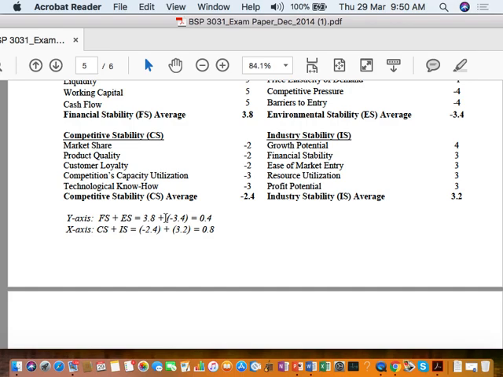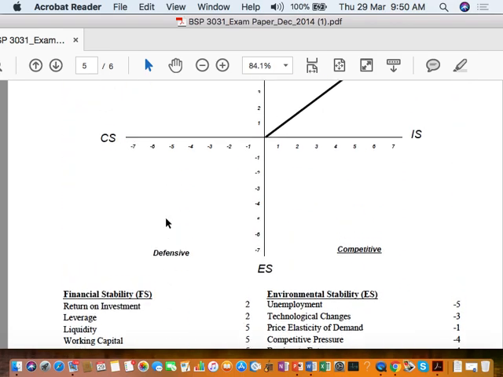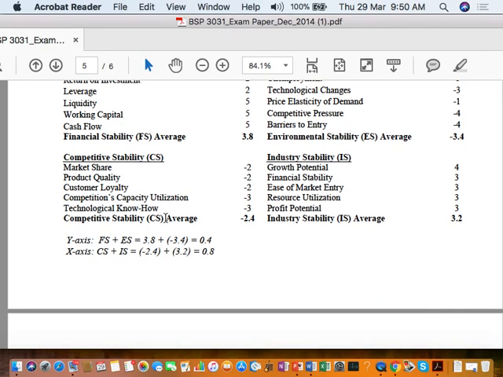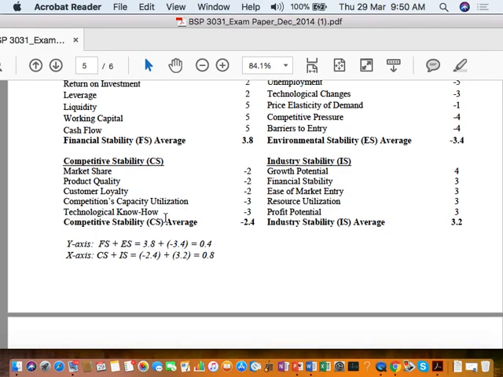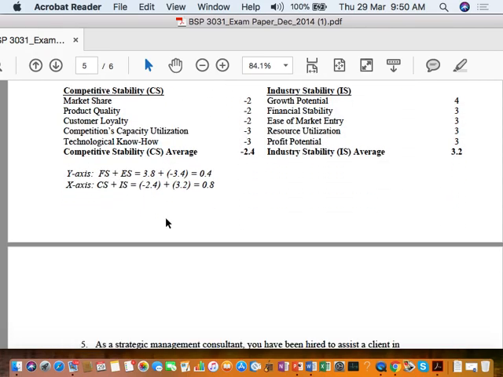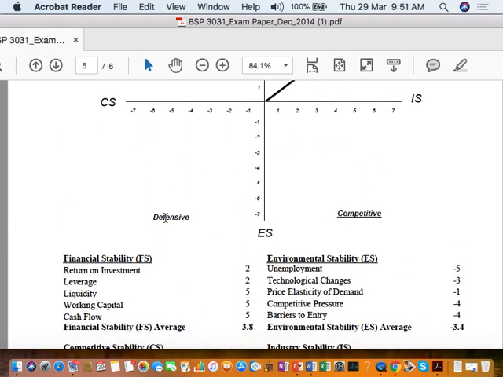Sorry? Is it good or bad? Which is under the competitive, the company, that's the company's market share. Is that good or bad? Why bad? Folks, is it good or bad? Which has the higher value? The bigger negative number or the smaller negative number? The smaller negative number has the higher value.